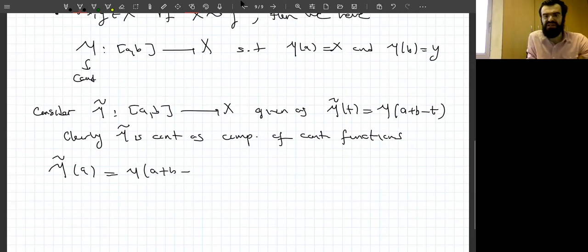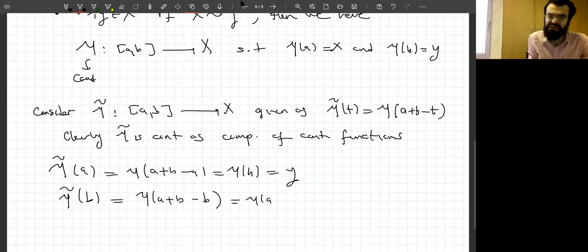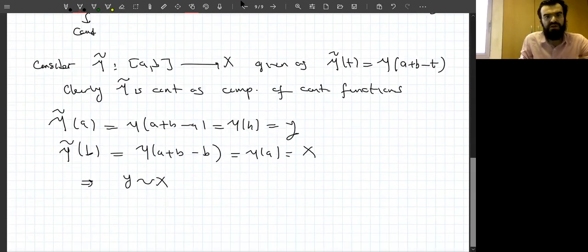A plus B minus A, gamma B, which is Y, and gamma tilde B is gamma A plus B minus B, which is gamma A, and it is X, implies Y related to X. So our relation is symmetric. What about the transitivity?